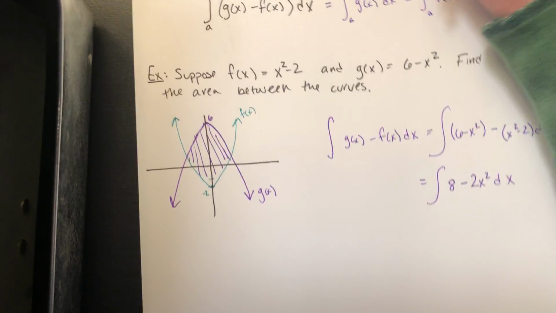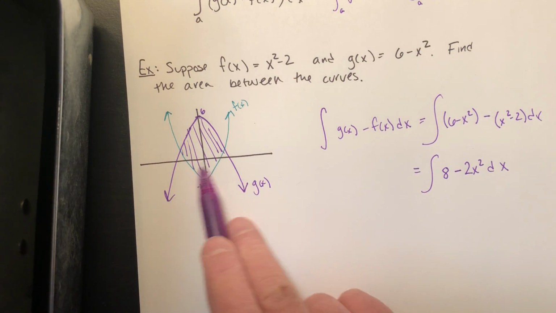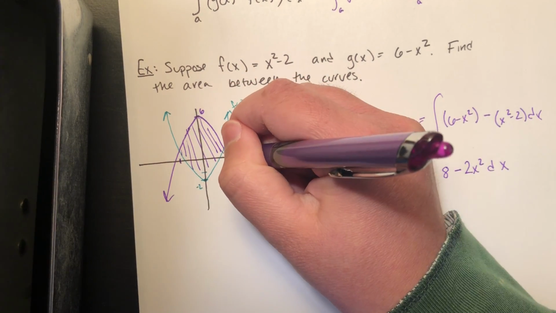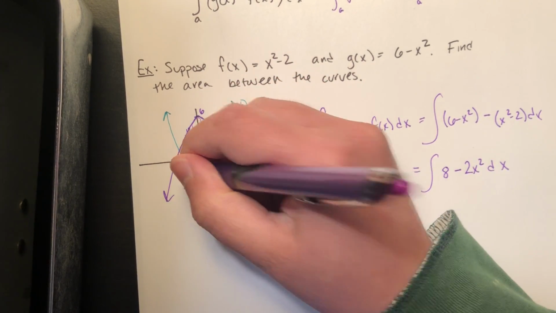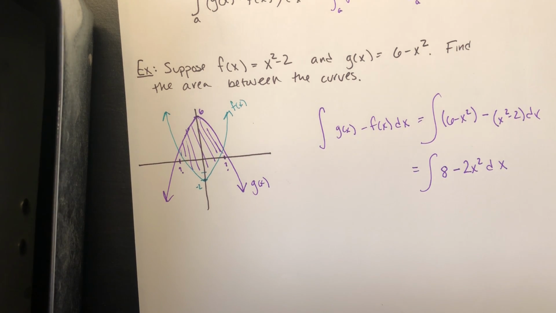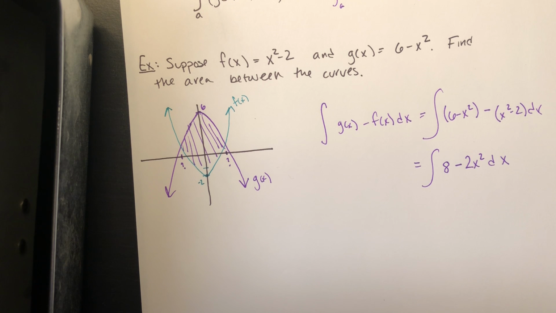These functions are definitely going to intersect somewhere, but I'm not sure right off the bat what exactly my a and my b are here. What are these? That's what I want to figure out. Those are going to be the bounds on my integral, but I have to figure out what those are. So how do we figure out where these two curves intersect? Well, the curves are going to intersect when their outputs are equal to each other.